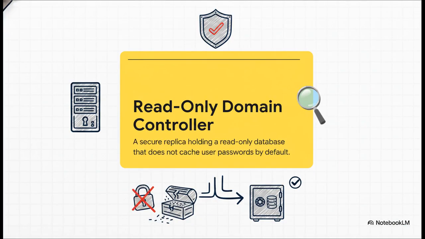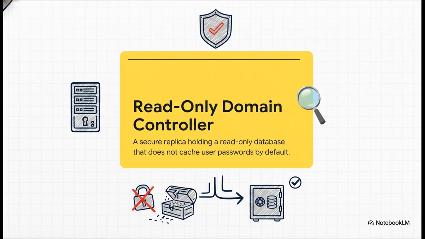And to solve the physical security challenge, we utilize the Read-Only Domain Controller, or RODC. Think about it. If a standard domain controller is physically stolen, the attacker potentially possesses your entire user database, including all your password hashes. An RODC mitigates this by holding only a read-only copy of the database. Most importantly, by default, an RODC does not cache any user passwords whatsoever.